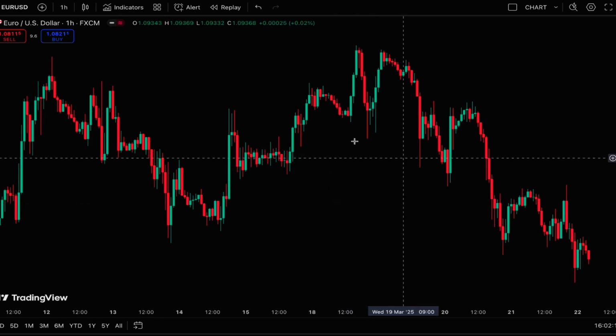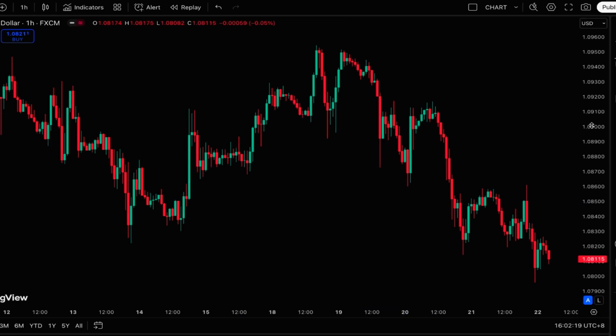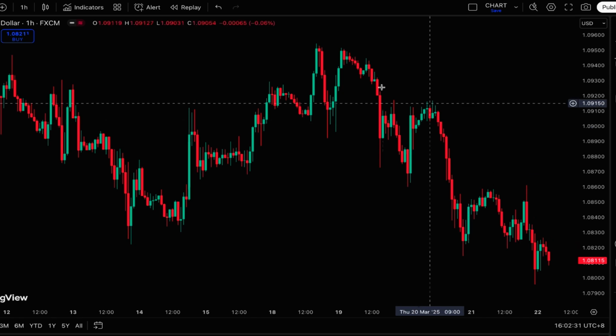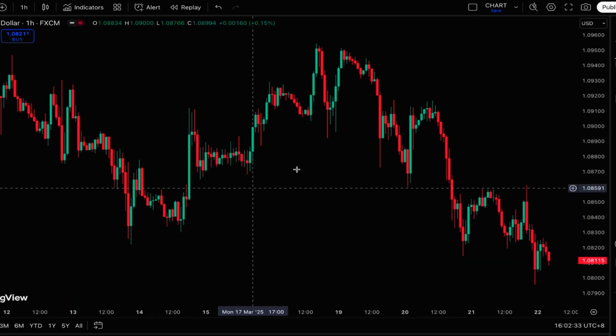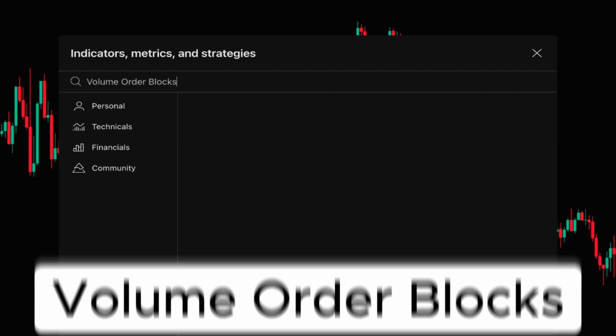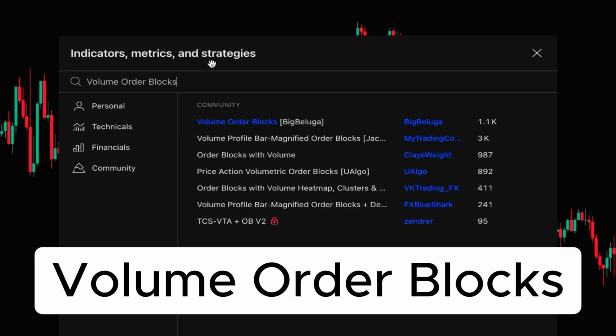Alright, to add the indicator to our chart, first, for the scaling of the chart, we increase or decrease it a little bit, so later when the indicator is added, the chart will not be contracted. Then for adding the indicator, here we click on indicators and we search volume order blocks, this one, which is a new indicator from Big Beluga.